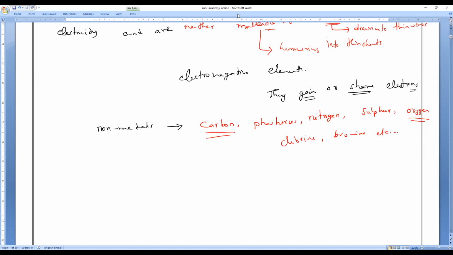So our body is made up of carbon. Neon is a noble gas, it is not a non-metal.